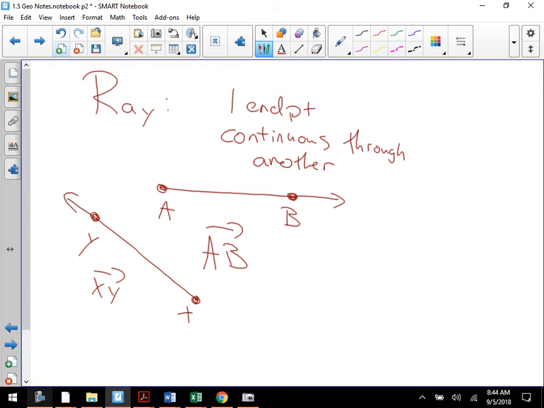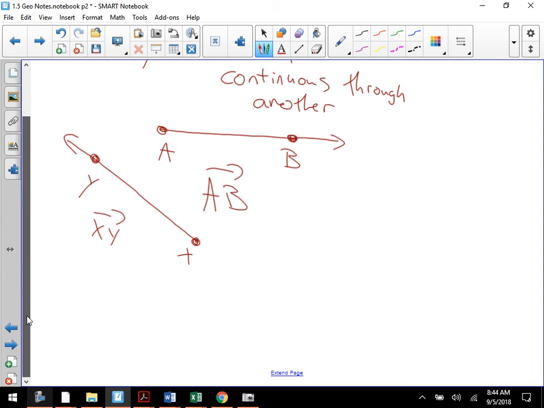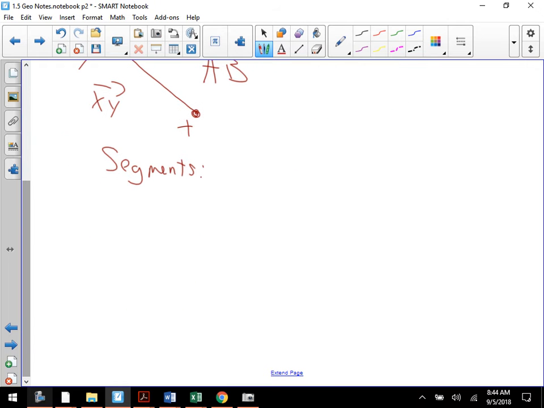So you have rays. The other one that was really easy to worry about was segments. A segment is just part of a line with endpoints. Segment ST.